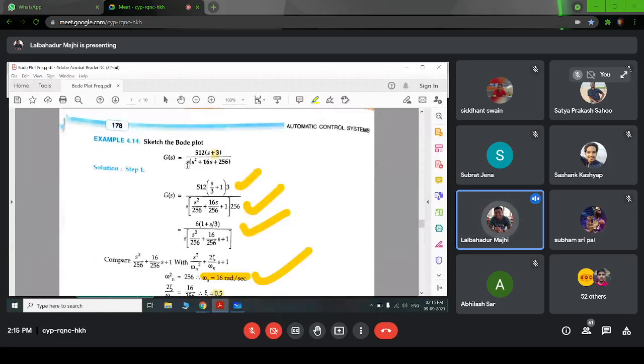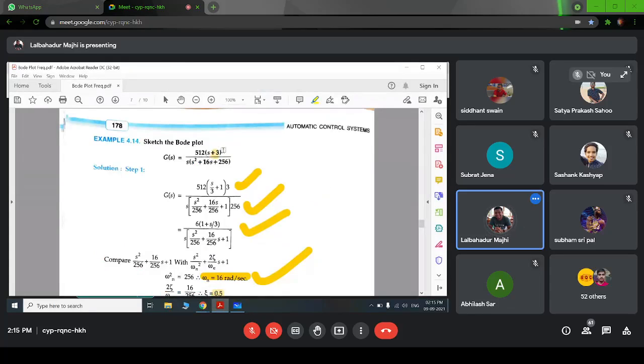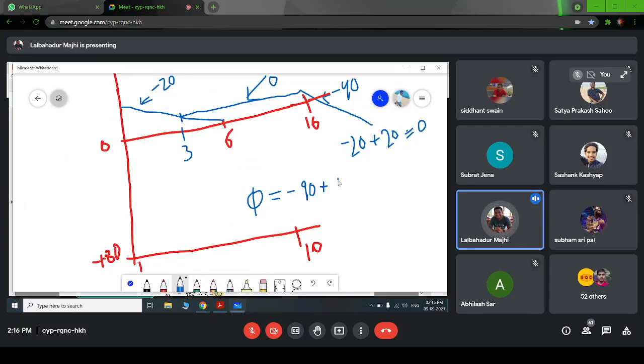So you can see we have a pole at the origin, right? We have a pole at the origin, so it will be -90 first, or we can write -tan inverse of omega by 0 as you wish, but it will be -90, so better you can directly write -90. Similarly, plus, because we have a 0 here, the real part is 3 and this imaginary part is j omega, right? If you put s equal to j omega, it will be j omega plus 3. So the real part is 3 and the imaginary part is omega. So we can write plus tan inverse of omega by 3.